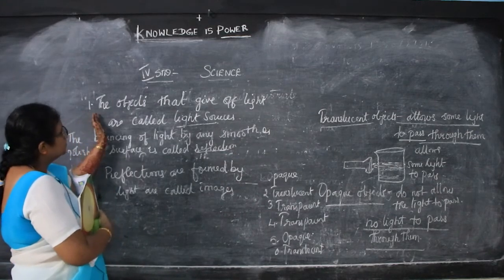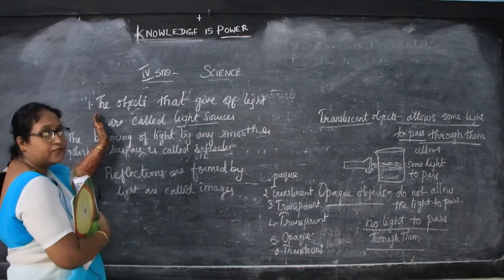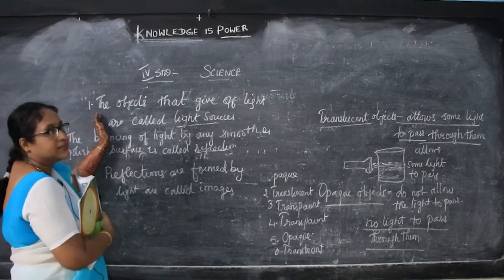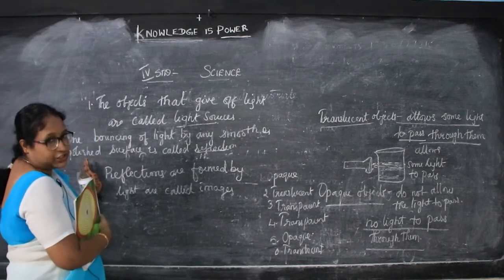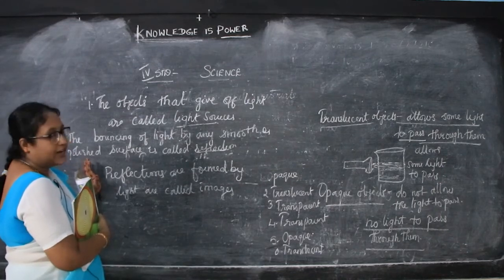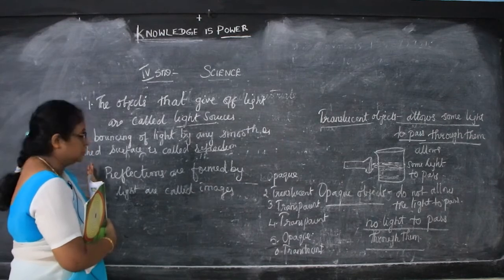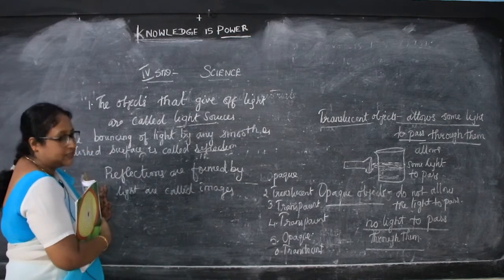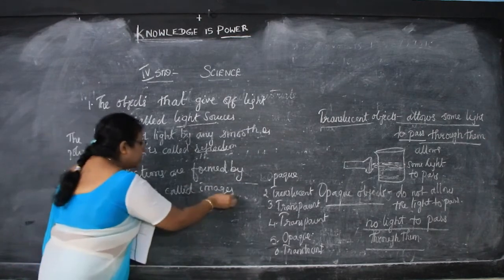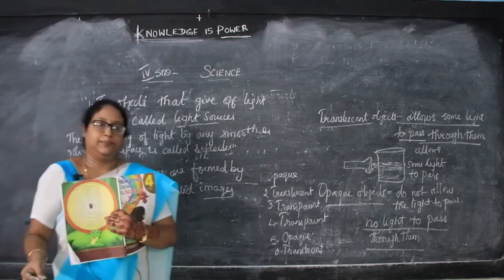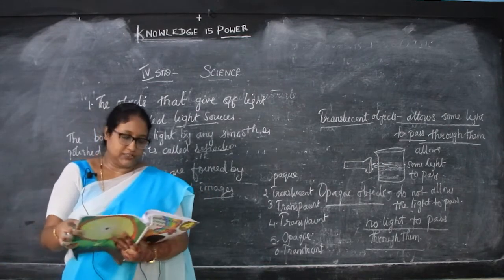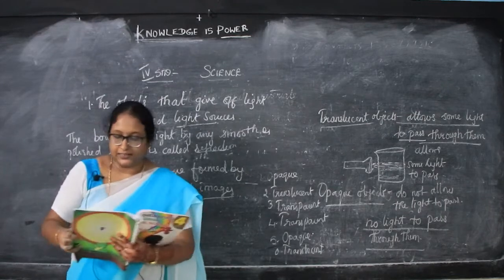So what are light sources? The objects that give off light are called light sources. Now what is reflection? The bouncing back of light by any smooth or polished surface is called reflection. Then what are images? Reflections formed by light are called images. Now did you understand the lesson, children? Now we'll go to the exercise.